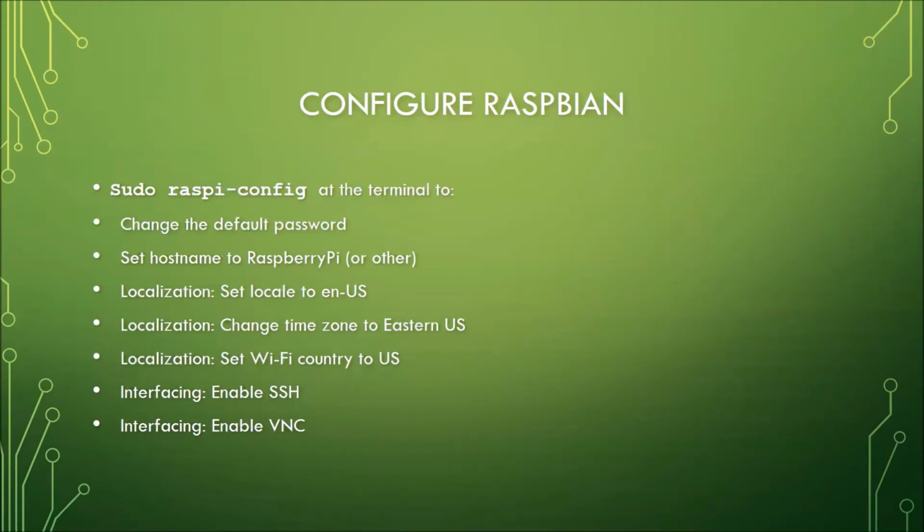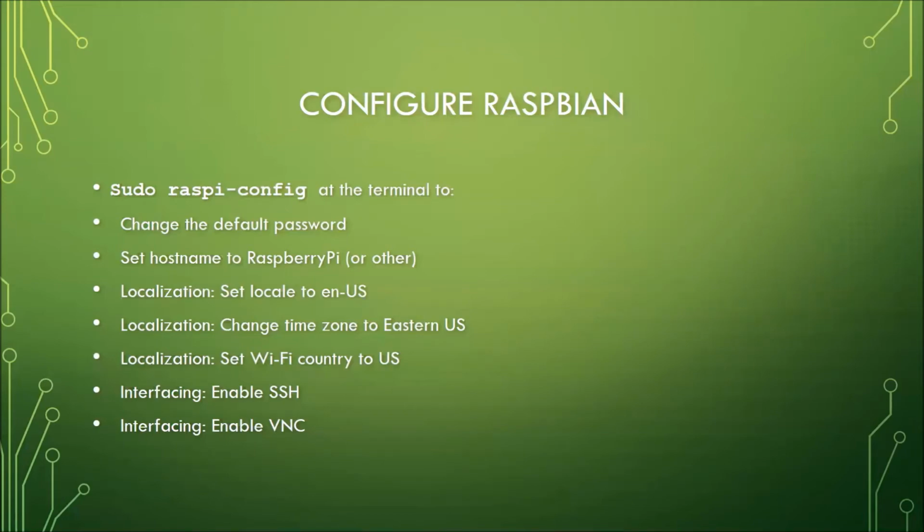We're going to change 2 other things too under the interfacing section, and that's enable SSH and enable VNC. VNC is virtual network computing, and that's going to allow us to get to the desktop of Raspbian if we want to, using a free viewer that I have a link to at the end. And SSH stands for Secure Shell, and that will give us a terminal prompt on the Raspberry Pi.